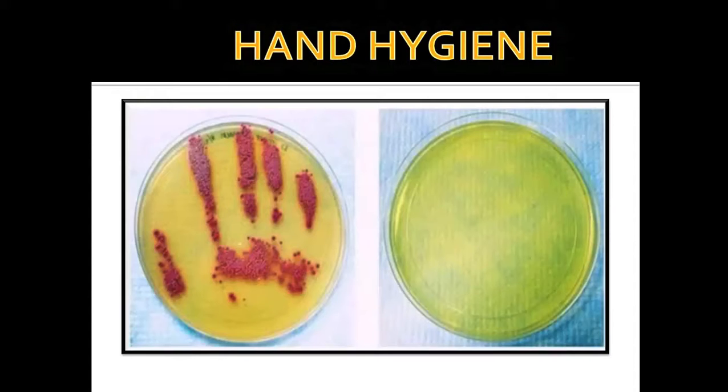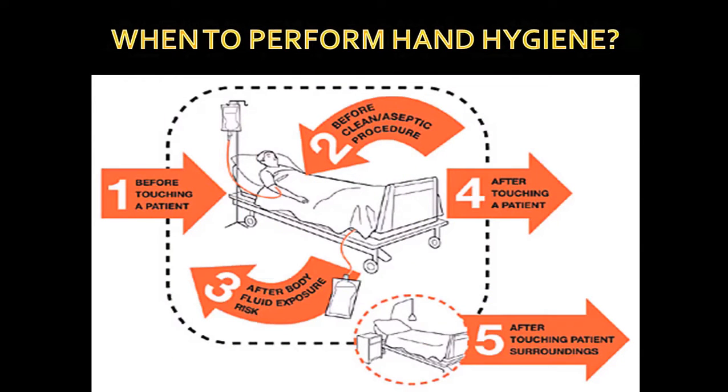The healthcare worker had examined the abdomen of a patient who had not been known to have been colonized by MRSA. The petri dish on the right shows that no bacteria grew after the worker performed hand hygiene using an alcohol-based hand rub. This image visually illustrates the potential implications for further infection if a healthcare worker is negligent in hand hygiene. When to perform hand hygiene?